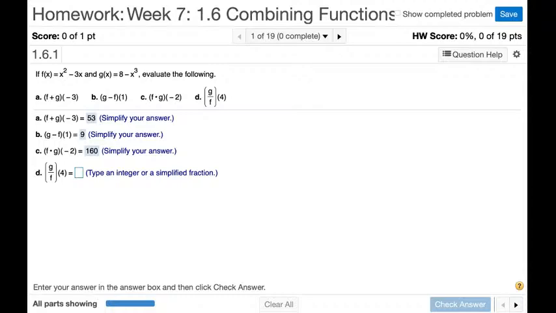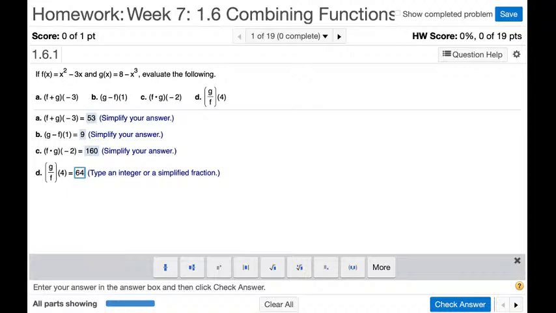So the top is 64 divided by the bottom, f of 4. That's going to be 16 minus 12 is 4. So 64 divided by 4 is what? 16.